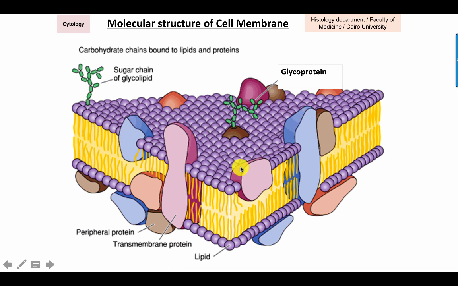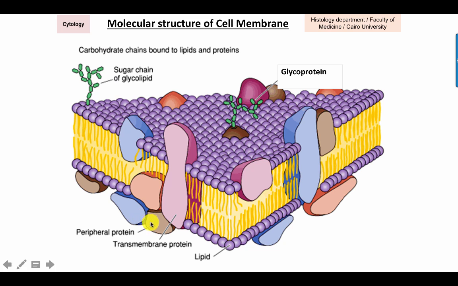Another diagram for the molecular structure of the cell membrane: the phospholipid bilayer, the head of the phospholipid and the tail, and here we will see the protein content. We have here the integral protein, which passes through the whole or part of the lipid layer, but it is embedded in the lipid layer. This is called the integral or transmembrane protein.